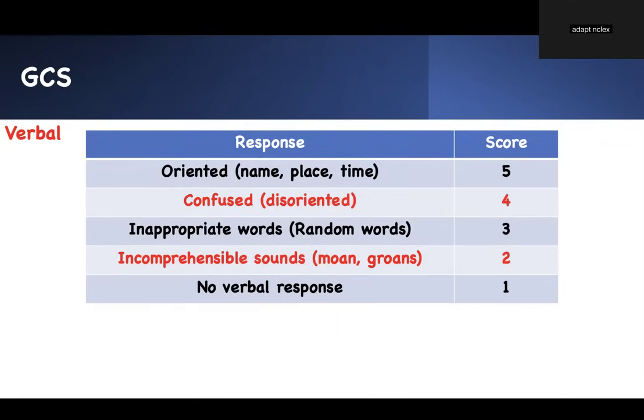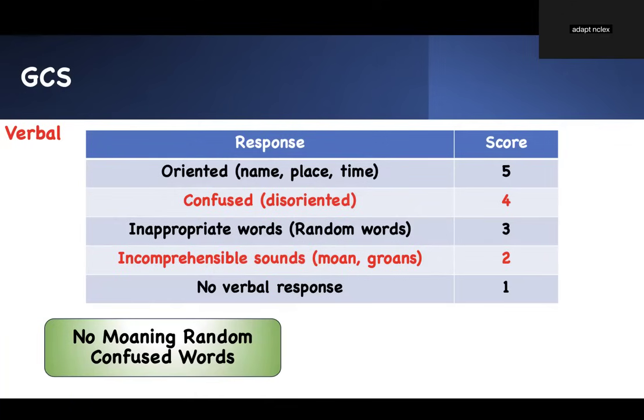How do you remember this? This is the way you go. Start from the bottom. No verbal response. Incomprehensible means you're moaning. Inappropriate means random. Confused, disoriented. Oriented is the last one, number 5. Therefore: no, moaning, random, confused, words. No is 1 and words is 5. This is the easy way to remember.